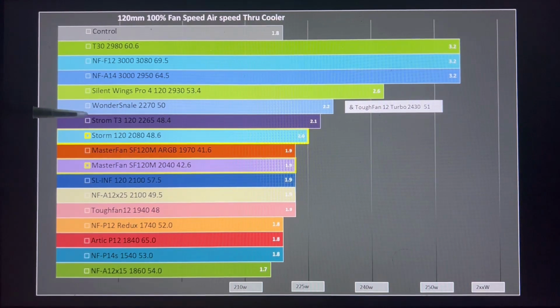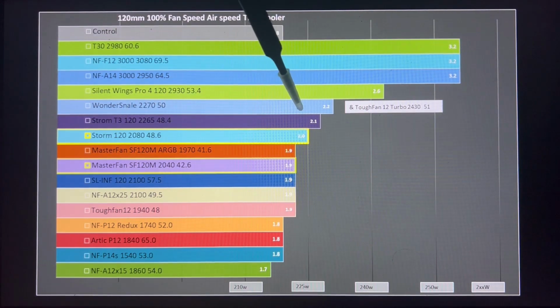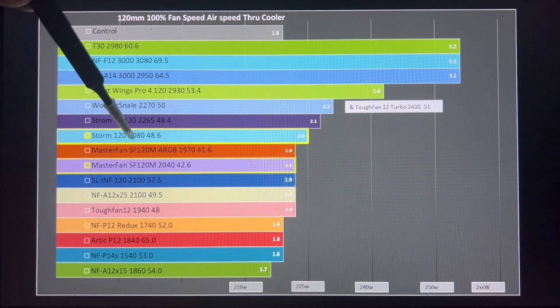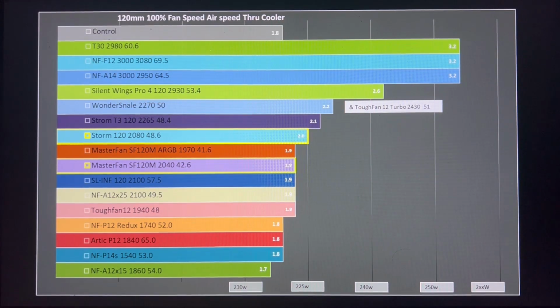As we move down the graph, we've got the Wonder Snail, a very high performance fan for its RPM and 50 decibel reading. And then we have the Storm T3 120 spinning at 2,265 RPM at 48.4 decibels, moving 2.1 meters per second of air. The Storm 120 regular edition was spinning at 2,000 RPM, producing effectively the same noise level at 48.6 and moving 2 meters per second of air.